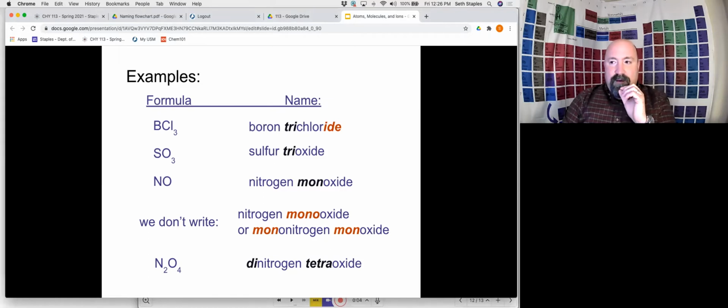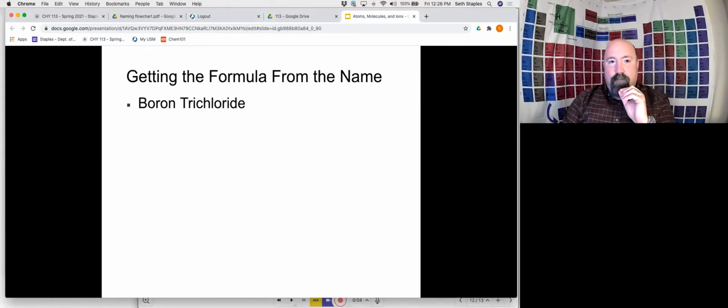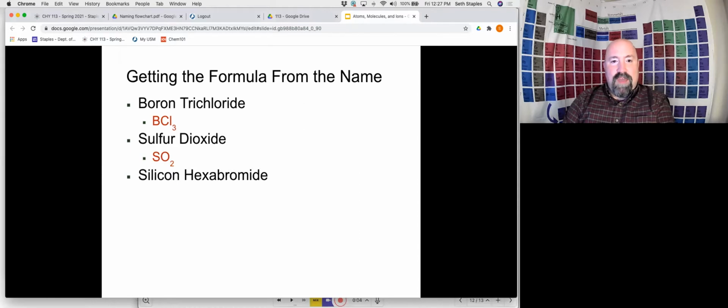And so now go ahead and come up with, go the other way though, come up with the formula from the names of these. So boron trichloride becomes BCl3. Sulfur dioxide, SO2. Silicon hexabromide, SiBr6. Diphosphorus pentoxide, P2O5.